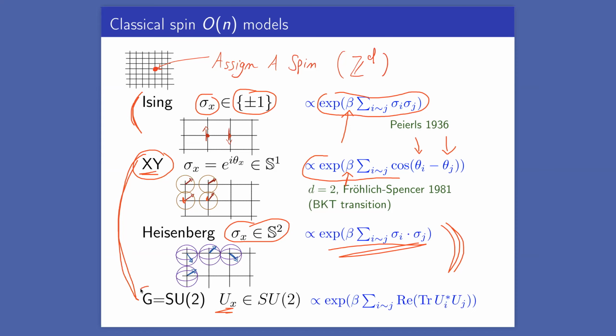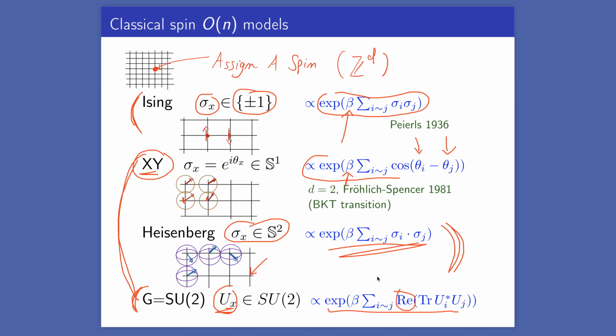And the last model I want to tell you about is my last model with continuous symmetry. Now, each vertex in Z^d, each point x in Z^d, will carry a group element U_x, which will belong to a Lie group G, a matrix-valued Lie group. For example, think of SU(2). And now the Gibbs measure is a little bit like before. I'm summing over the neighboring vertices i and j, and I take the trace of U_i star U_j, and I take the real part if the Lie group is complex valued.